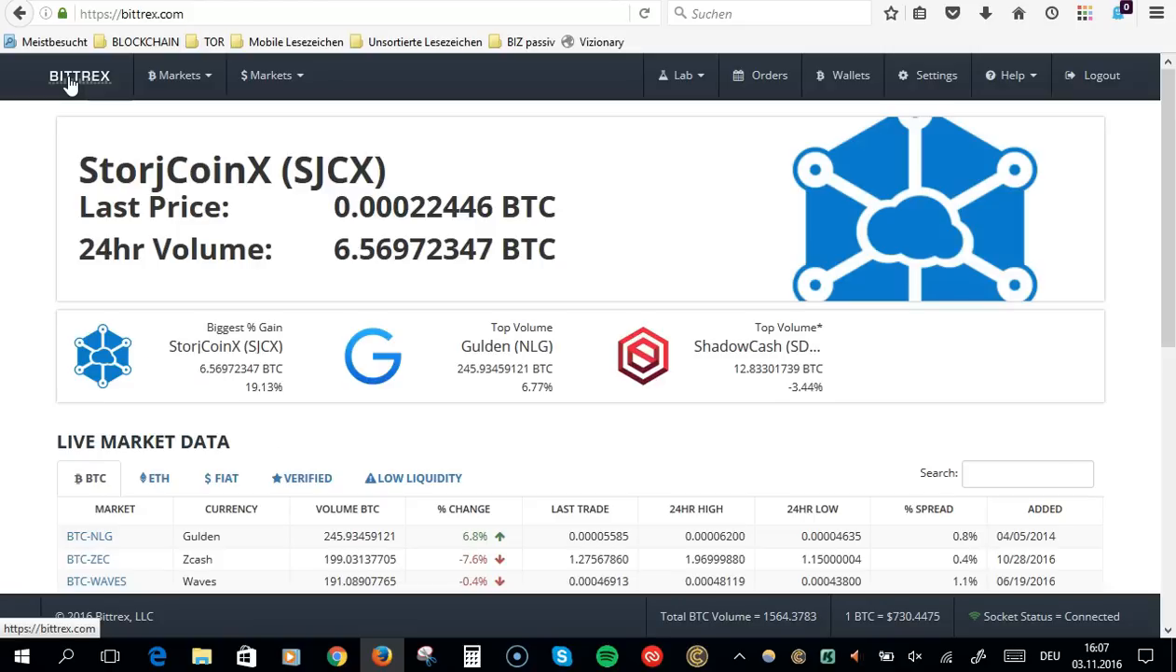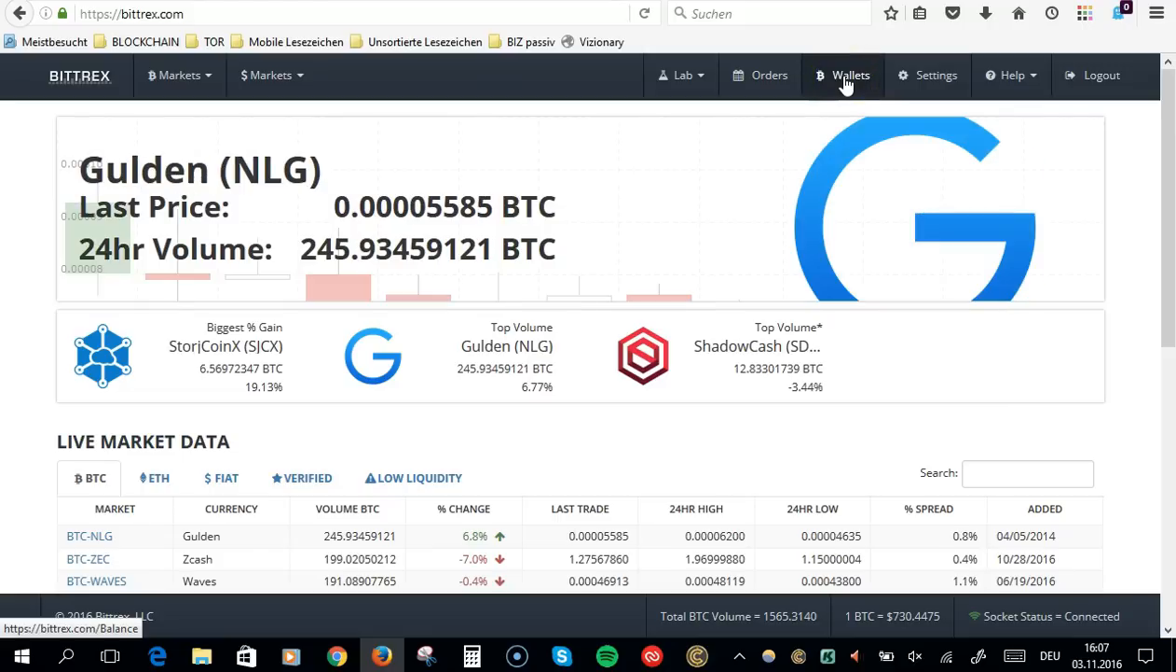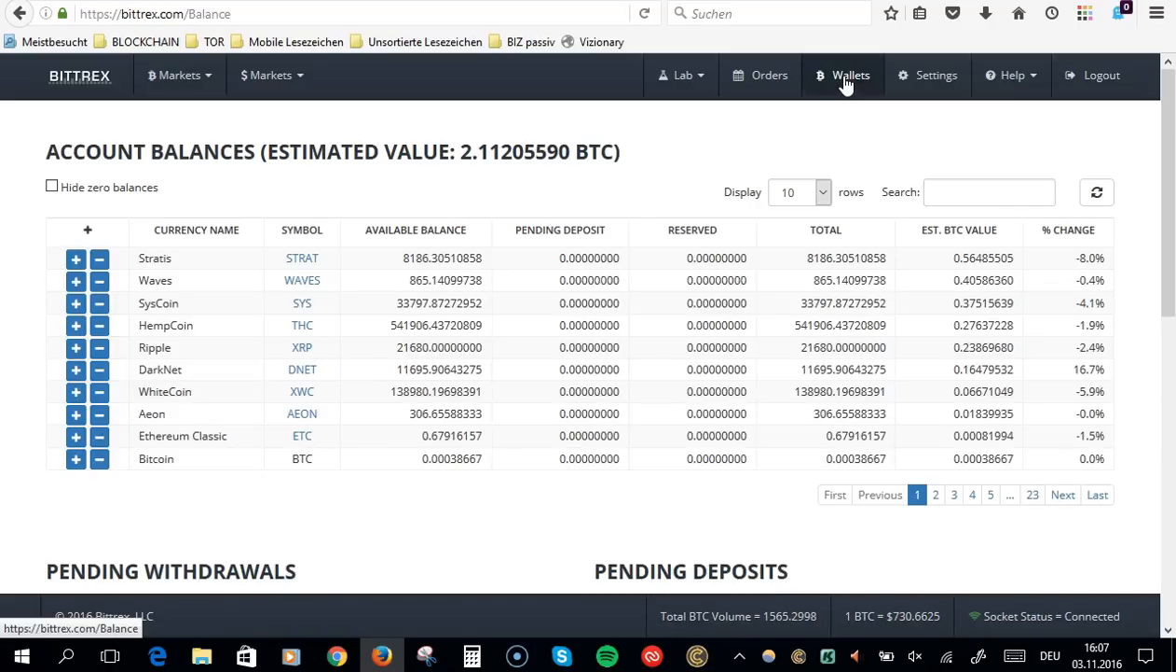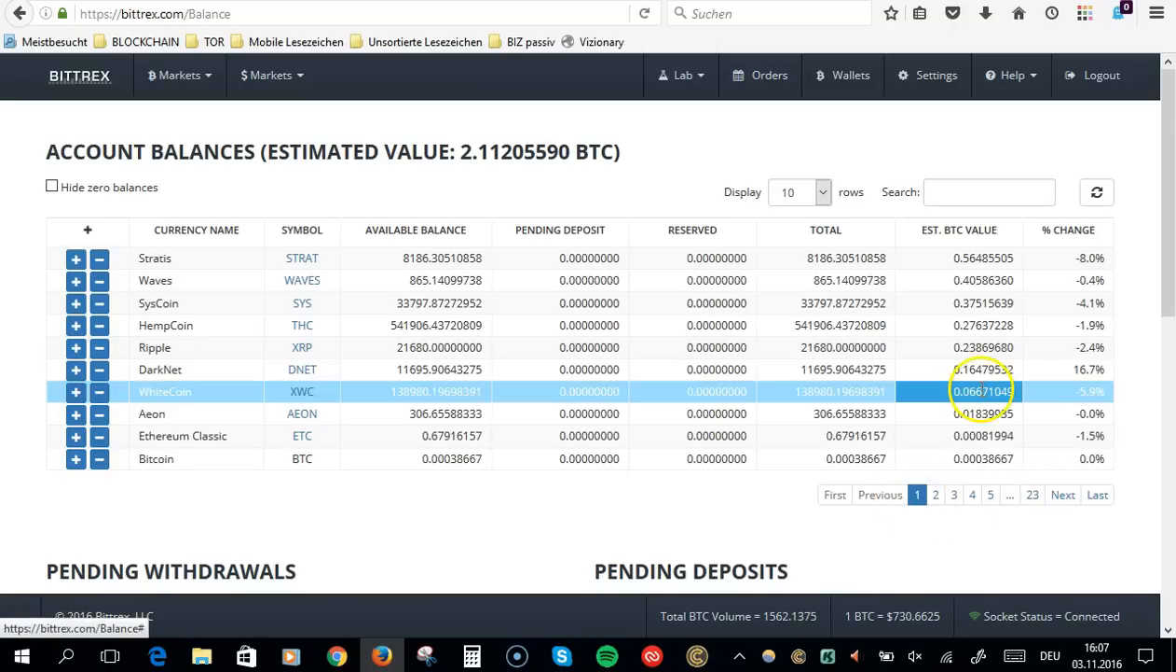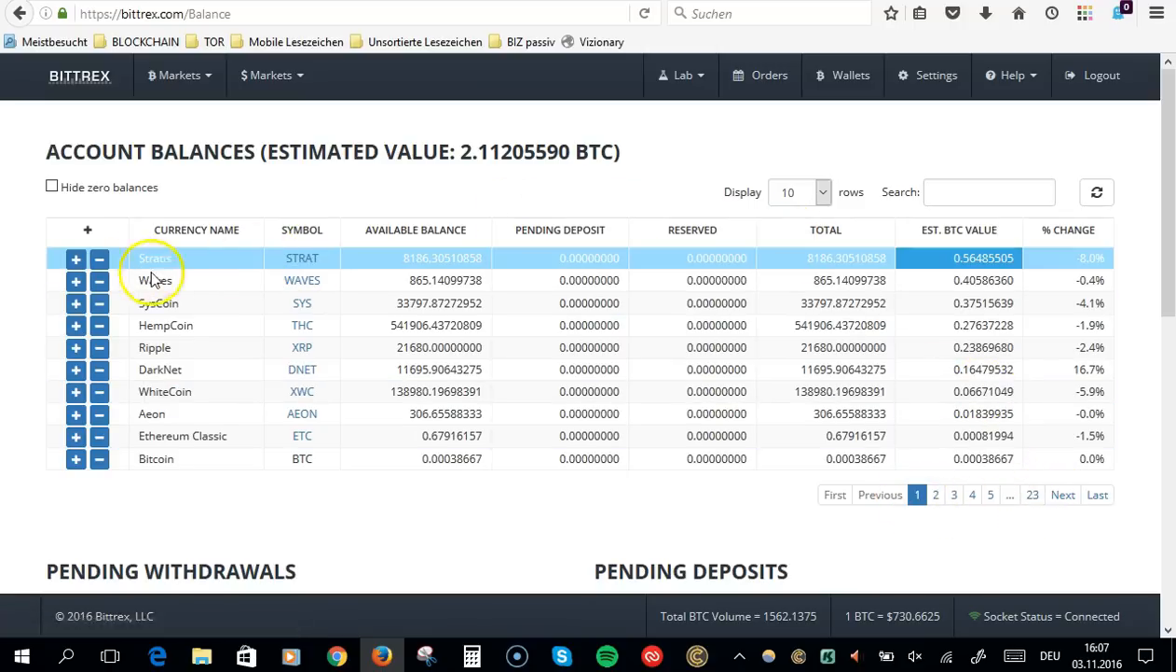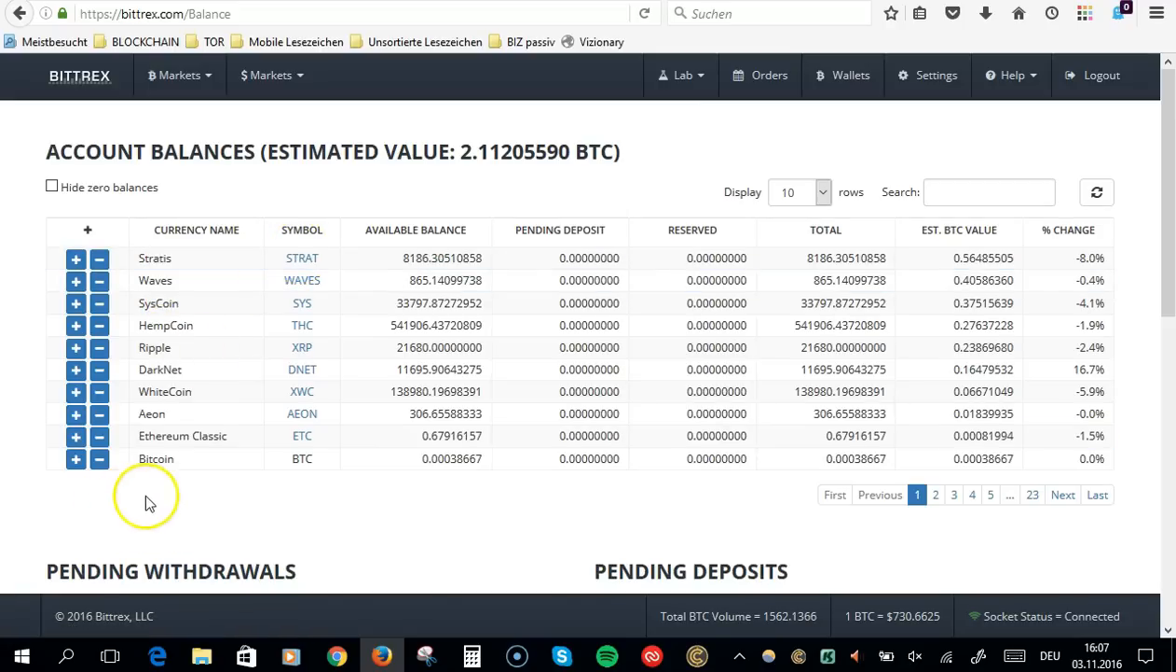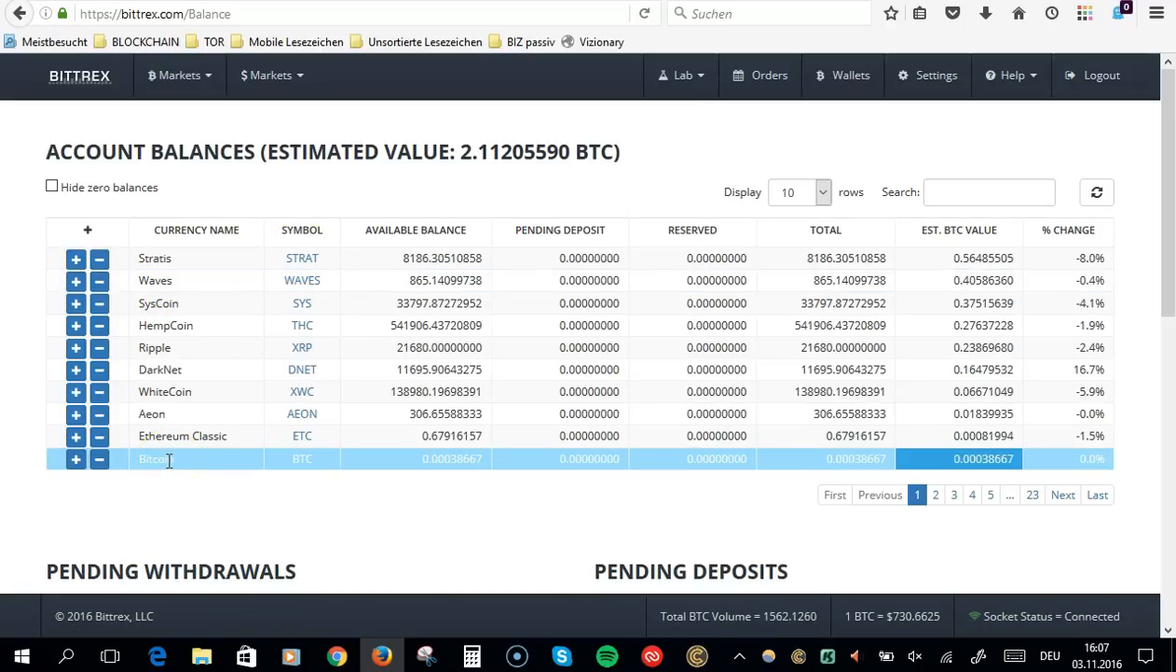Okay, but we're here to have a look at the wallets and at the markets. So this is the main site, and as you can see right here, you have your wallets. When you have a Bittrex account, you have a lot of different coins you can trade on Bittrex. I don't know the exact number right now, but it's about 23 pages of coins. Of course one of them is Bitcoin, right?